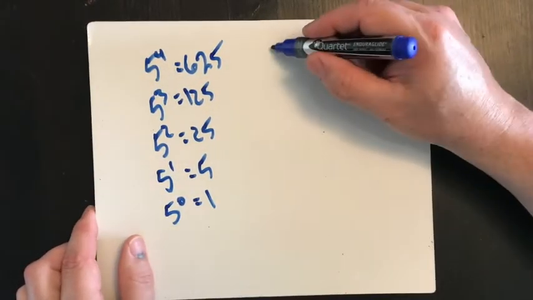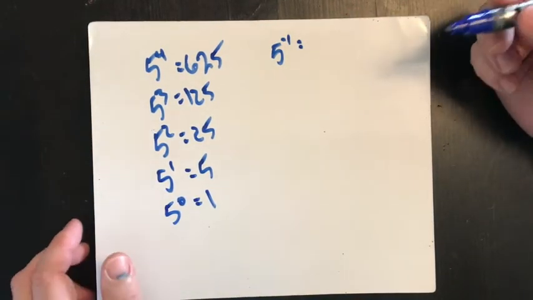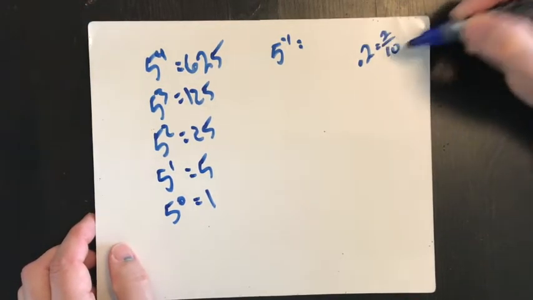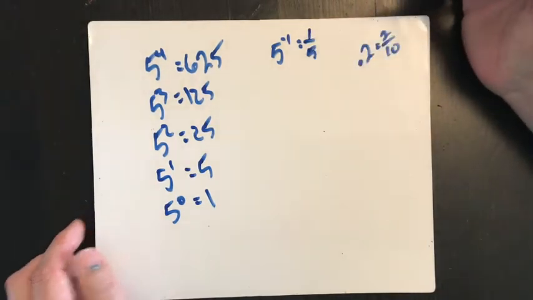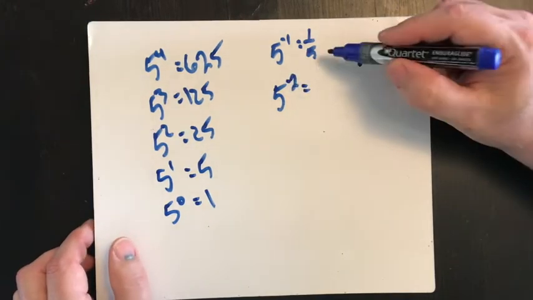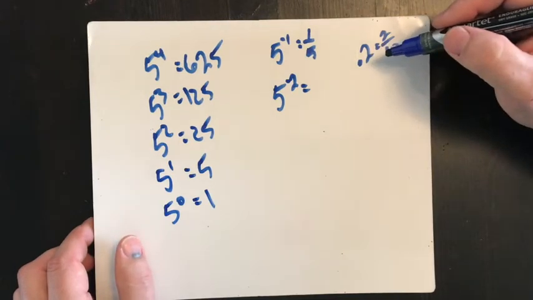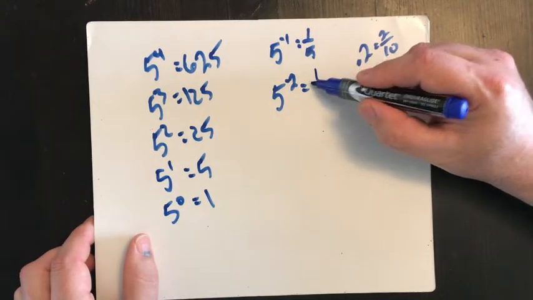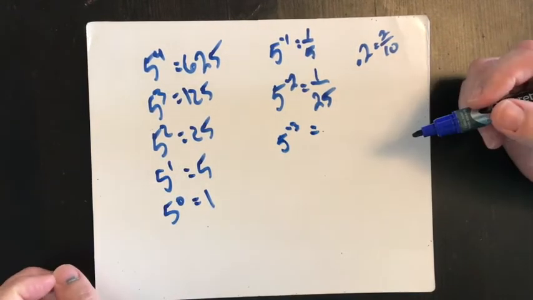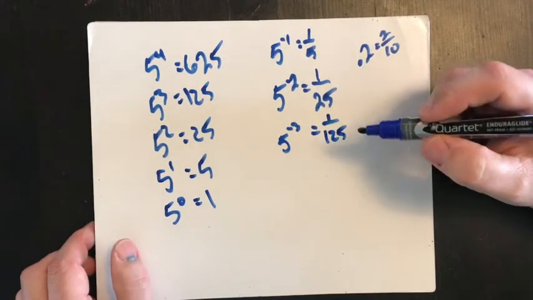5 to the negative 1 is going to be 1 divided by 5. Now again, go ahead, type it in your calculator. You'll get 0.2, which is 2/10, which simplifies to be 1/5. If we divide by 5 again, 1/5 divided by 5, if you type 0.2 divided by 5, you get 0.04. That number is 1/25. I'll bet you can guess what 5 to the negative third is. That's right. It's 1 over 125.